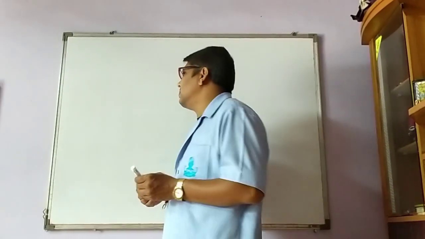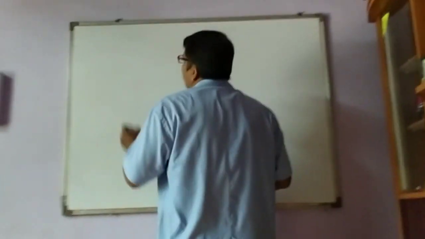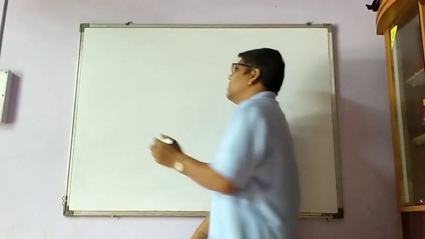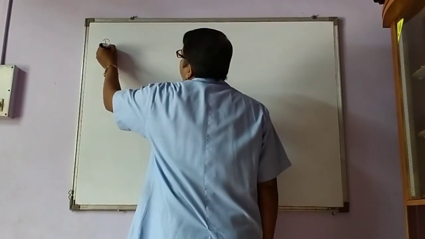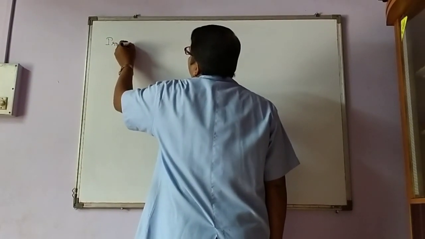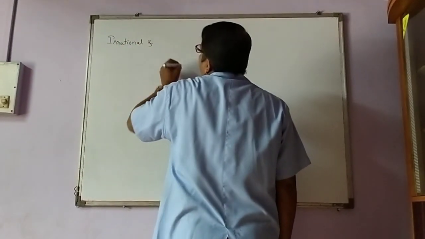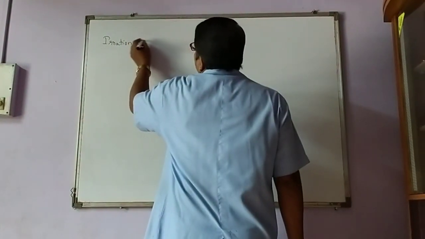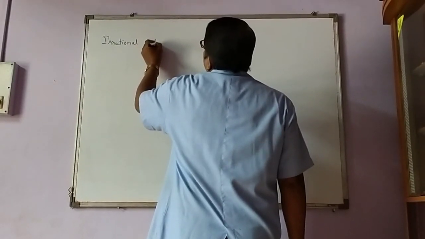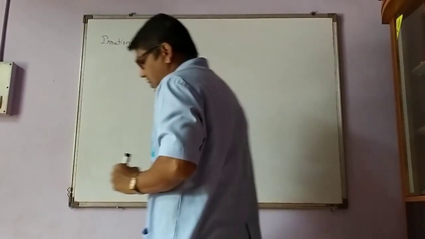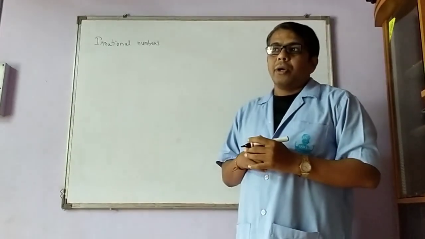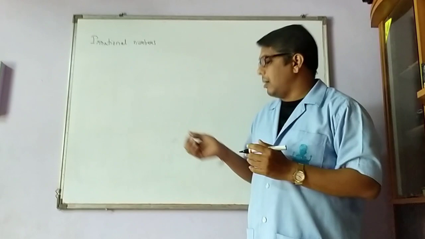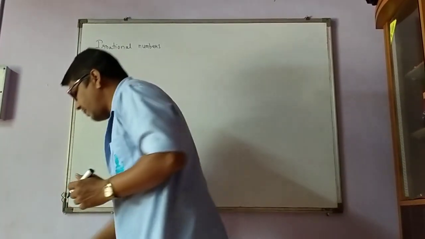Now irrational numbers. Irrational numbers are the numbers whose decimal form is non-recurring and non-terminating. Irrational numbers, that is the numbers whose decimal form is non-recurring and non-terminating, they are called irrational numbers. For example, root 2.